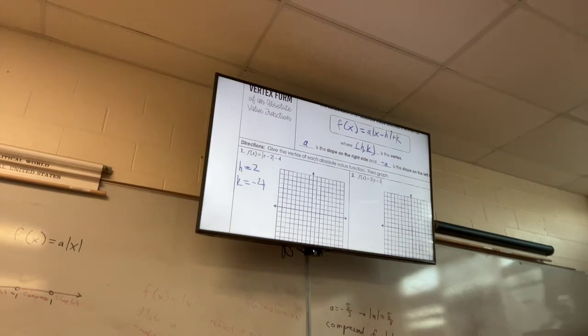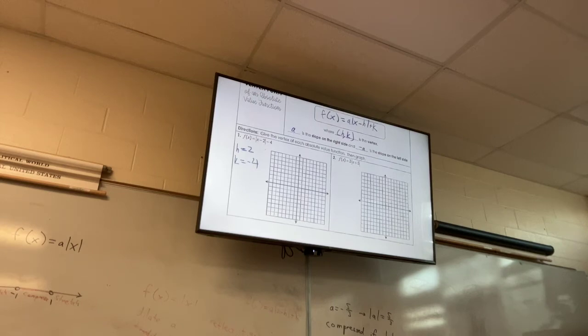So that's my H. What's my vertex then? If my vertex is H comma K, what's my vertex here? 2, -4, yep. Okay. What's my A? My A is technically 1, right? So the slope of the left side is going to be negative that, so -1, and then the slope of the right is going to be +1, okay?